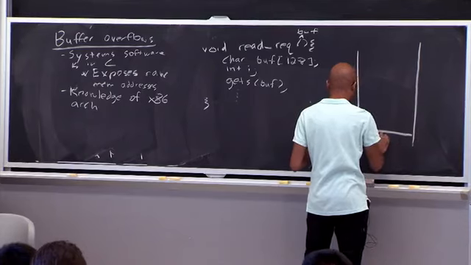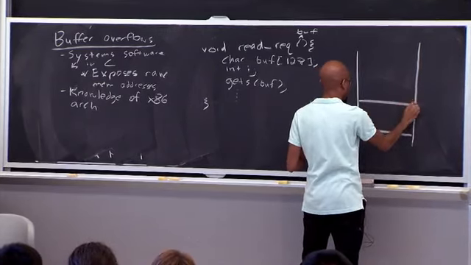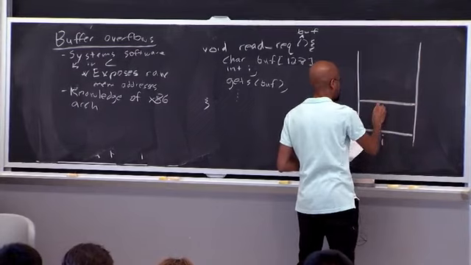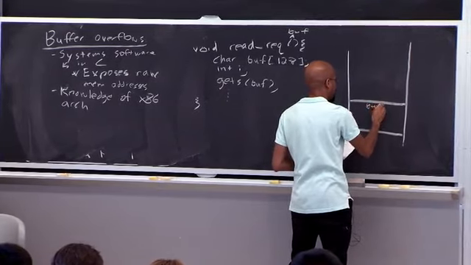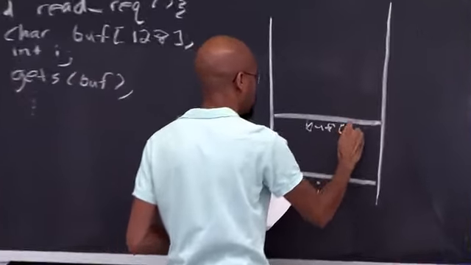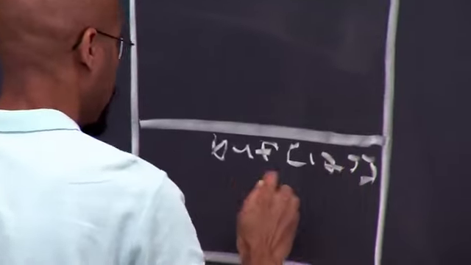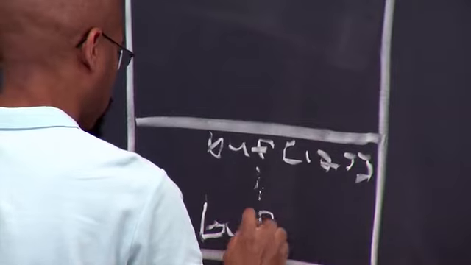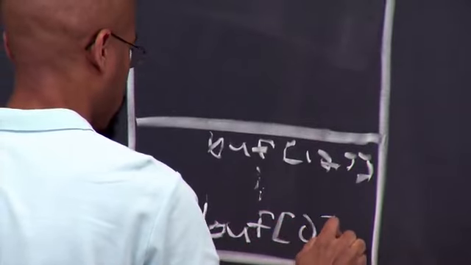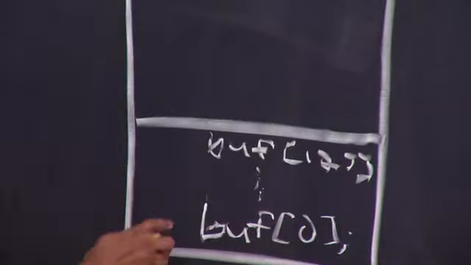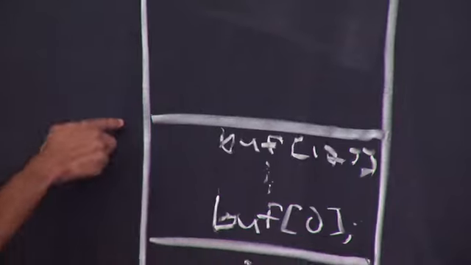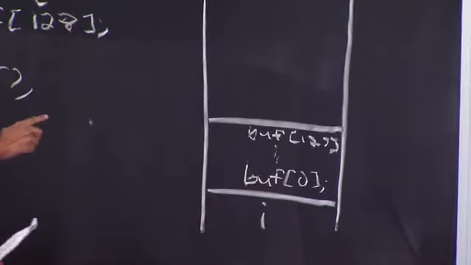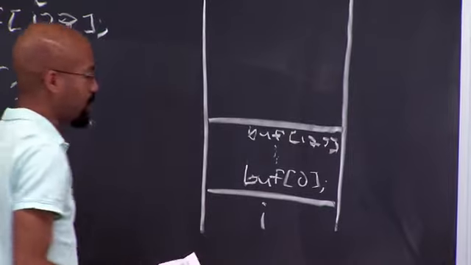Let's say here we've got i. Let's say here we've got buff. So we've got the first address of buffer here. We've got the last one up here. I apologize for my handwriting. I'm used to writing on the marker board. You should pray for me.